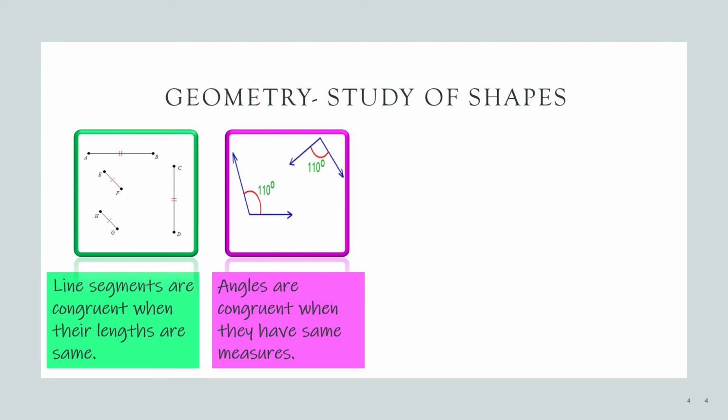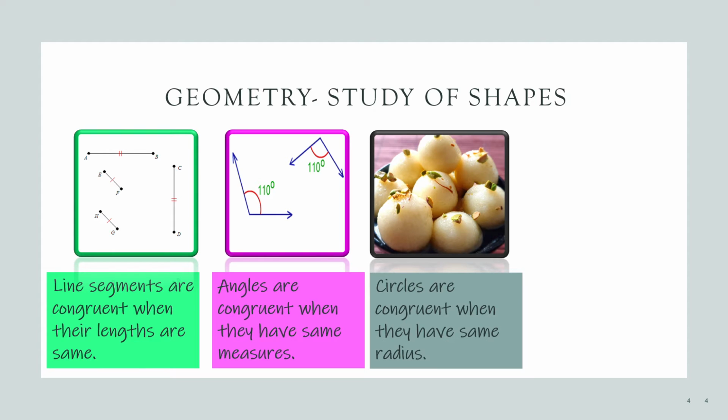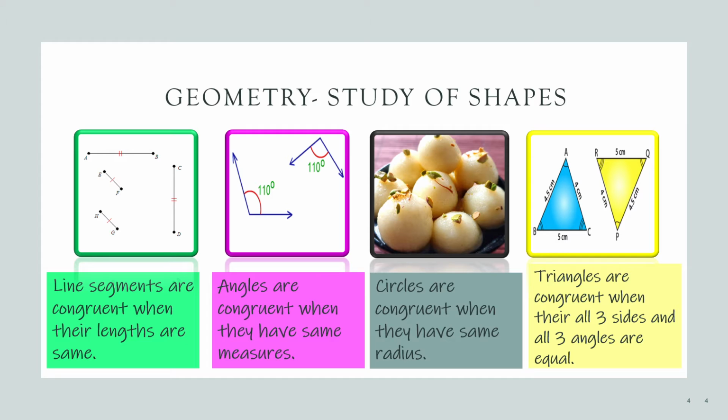Take another shape, that is angle. Angles are congruent when they have the same measures. You can see both of them are 110 degrees. So yes, they are congruent. Next shape is rasgulla. So circles are congruent when they have the same radius. Let's come to the triangle. So triangles are congruent when all their three sides and three angles are equal. That does not mean that in one triangle all three sides and all three angles are equal. We'll take it in detail afterward. Triangle ABC and triangle PQR, two triangles, and you can see that the sides and angles are equal.